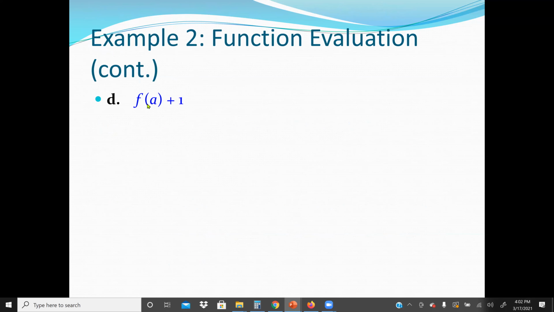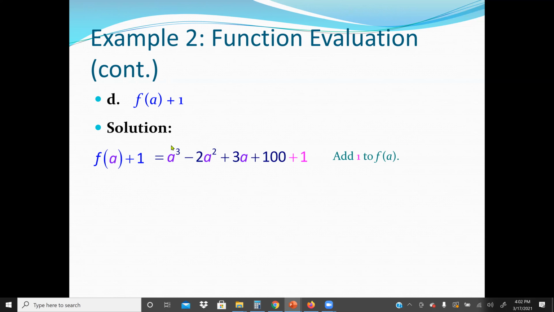But here, we have f of a, plus 1. The parentheses contain only a, and the plus 1 is outside, which means we substitute all the x with a, then we add 1 to the function. So we have a cubed minus 2a squared plus 3a plus 100. Anywhere we see x, we put a, then we add 1 to it. The like terms are the constant values, so our final answer will be a cubed minus 2a squared plus 3a plus 101.